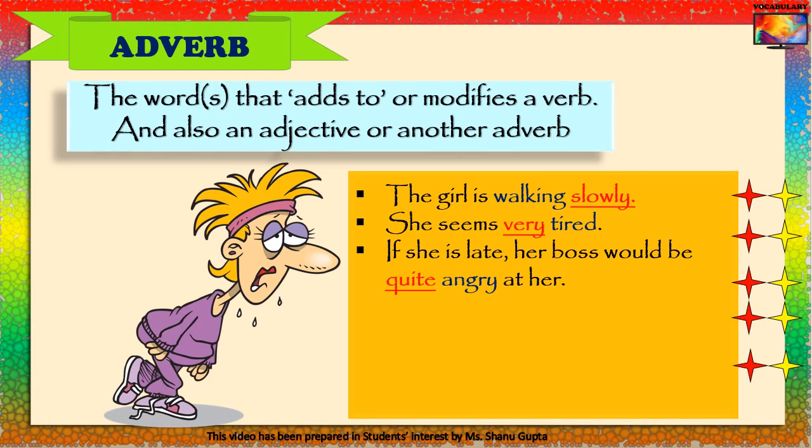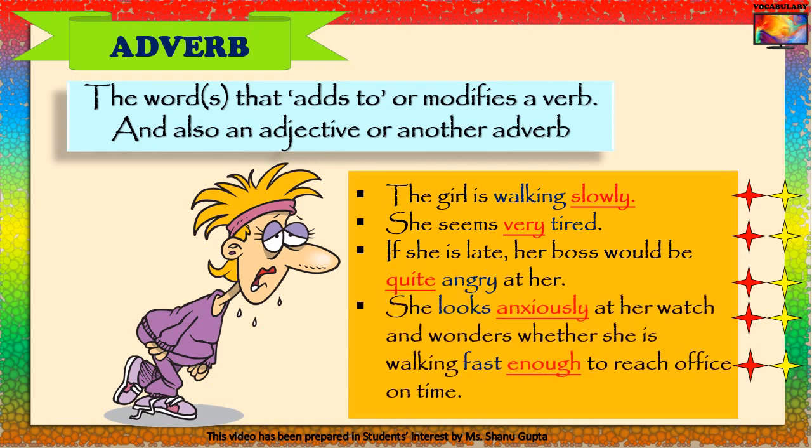Same is the case with the sentence, if she is late, her boss would be quite angry at her. Angry is an adjective and the word quite modifies this adjective angry. So quite is also an adverb. She looks anxiously at her watch and wonders whether she is walking fast enough to reach office on time. Now note the words looks anxiously. The word anxiously describes the verb looks and is an adverb.